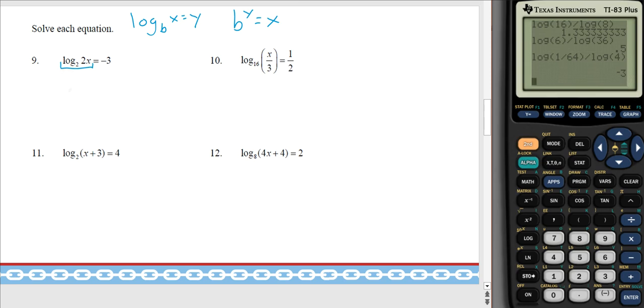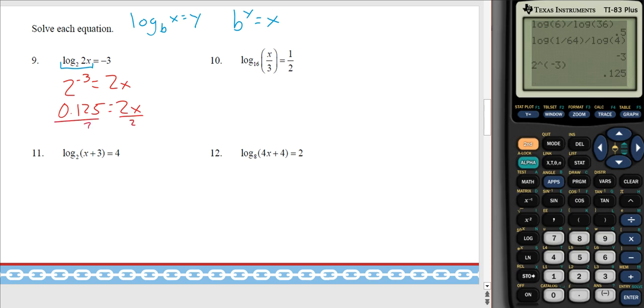So here for number 9, we're going to write 2 to the -3. My b value is 2, my y value is -3, and that equals 2x. Now I have something on the left side that I can evaluate. You may know 2 to the -3rd would be 1 over 8, or you can just type it in. It's going to give it to you in decimal form, but we can work with that: 0.125 equals 2x.